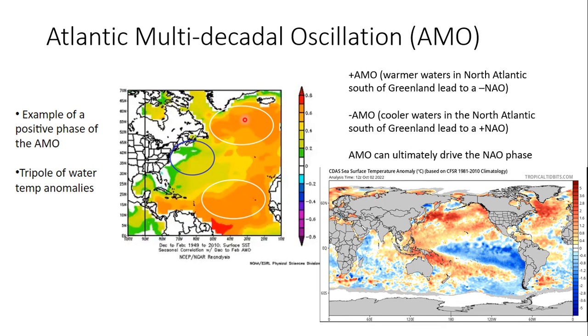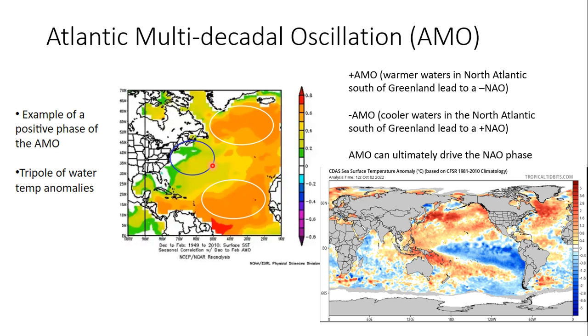Right now, let's talk about the Atlantic Multi-decadal Oscillation, AMO. This one is very, very important as far as the eastern United States temperatures for the winter season. First, let me start here on the left. The orange shading indicates above normal sea surface temperatures. The green shading indicates below normal sea surface temperatures.